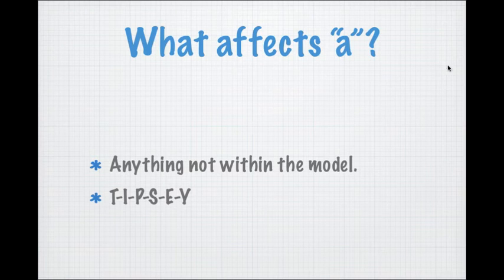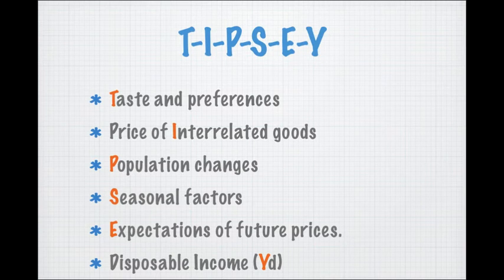And now we look at what affects the constant term, which is A here. Basically, anything that is not within the model, so anything that is not price but can change, will affect A. I'm going to give you this TIPSEY mnemonic that can be used to remember the different factors that can affect A. Firstly is taste and preferences. What do I mean by taste and preferences? Taste and preferences refer to consumers' preference and taste for the different kinds of goods or for this good.